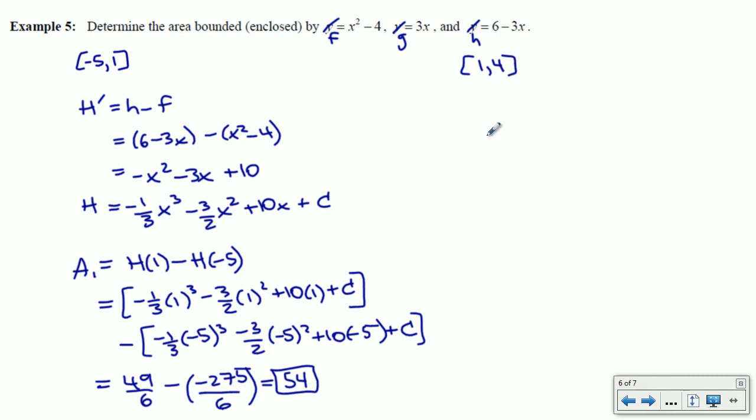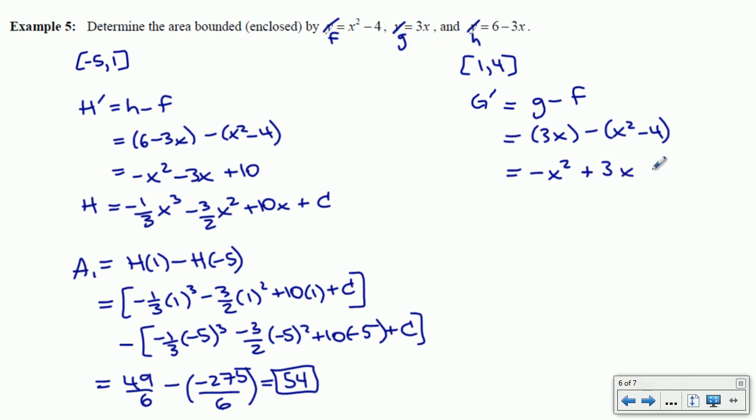This time we have 3x up top and x² - 4 on the bottom. So we'll define a big G the following way. We'll go g minus f. So this would be 3x - (x² - 4), which would simplify to -x² + 3x + 4. Now where did this antiderivative come from? Well, it came from this expression, -1/3 x³ + 3/2 x² + 4x.